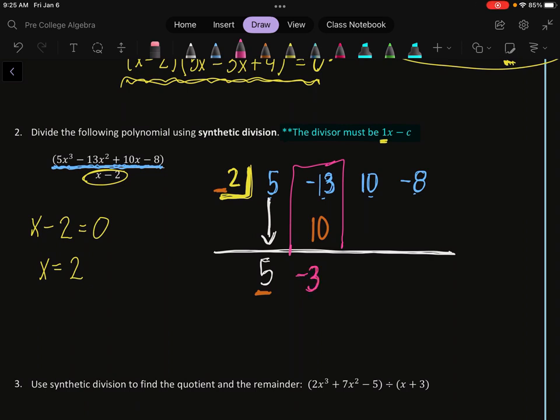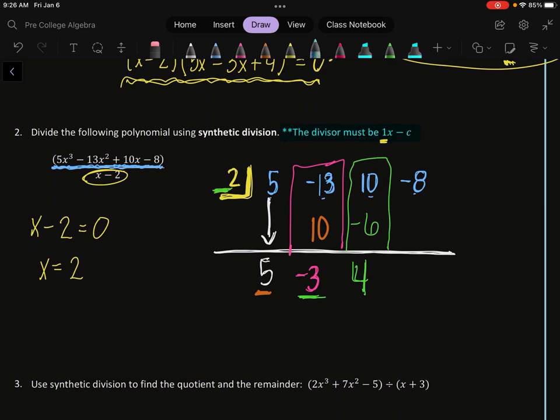And then we kind of do the same thing. I'll switch up a color here. Then we would do negative 2 times negative 3, which would be negative 6. And then add those guys. 10 plus a negative 6 is a positive 4.